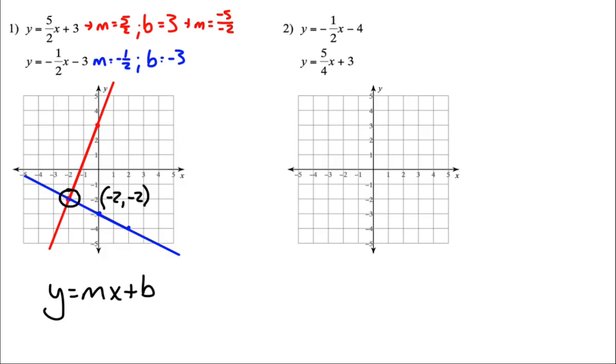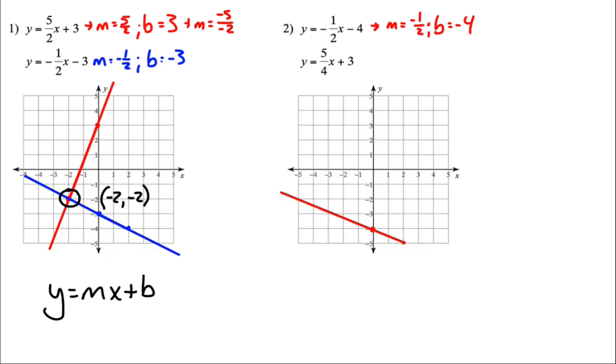All right, let's try problem number 2. Same thing here. In this case, we're going to have our m equals negative 1/2, and my b is going to be equal to negative 4. So I begin at negative 4, and I rise negative 1 and run 2, 1, 2. So there's my second point. And so then I'm going to make this into a line and graph this line. It looks like this. Okay, there's my red line.